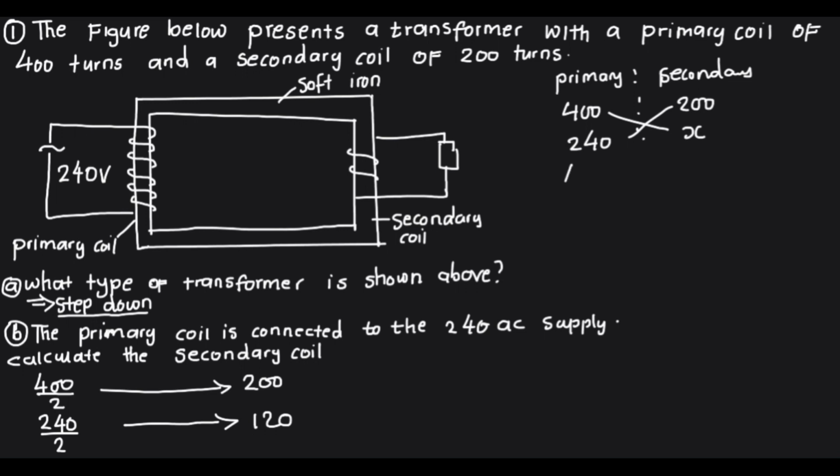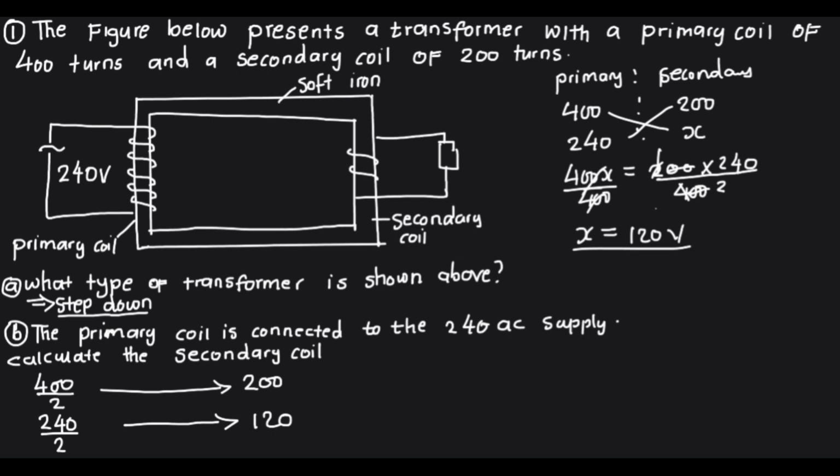400 multiplied by X will give us 400X. Then here we are going to have 200 multiplied by 240. So we divide by 400 since we are solving for X, even here by 400. So X is equal to, if we cancel these, 2 here is 2. So we can see that 240 divided by 2 will still give us 120 volts. So this is our output voltage.